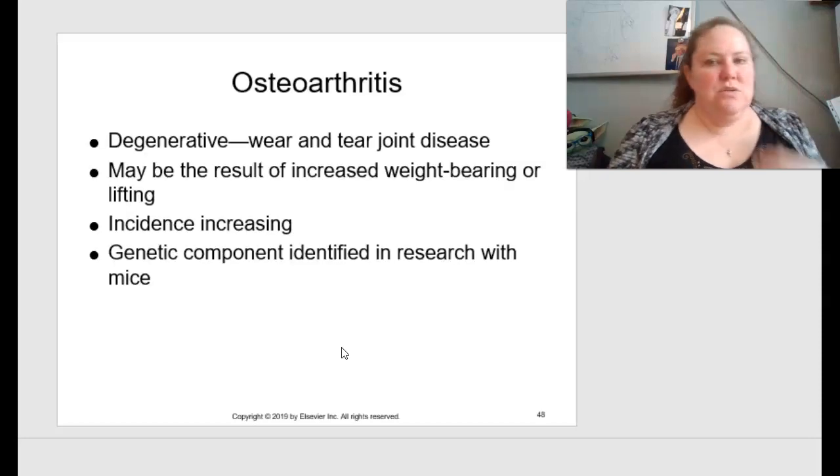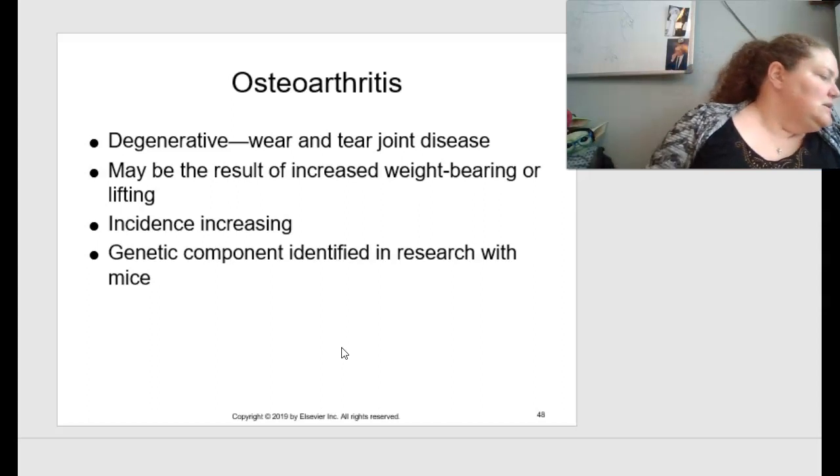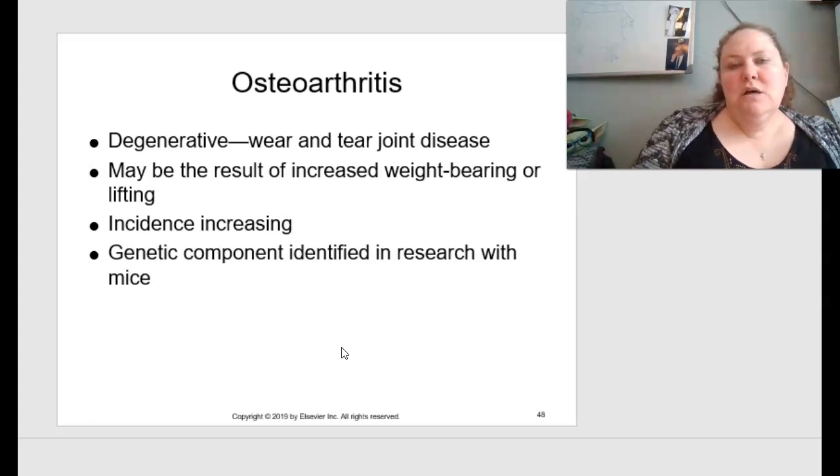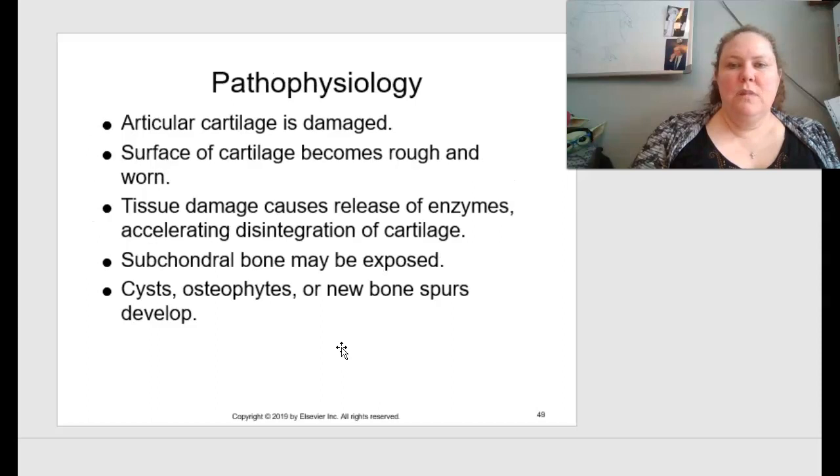So what about joint disorders? Well, we have osteoarthritis, okay? And joint disorders are talked about on page 176. Osteoarthritis is degenerative. And so this is a wear and tear joint disease. And this may be the result of increased weight bearing or lifting. We are also seeing the incidence of osteoarthritis is increasing. And there is a genetic component that is being identified in research with mice, but it hasn't been identified yet in humans.